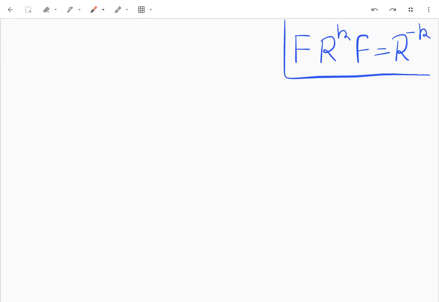All right. So in this video, we will be proving F R^K F equals R^K inverse, right? Where we are talking about the dihedral group of n-gons, and F represents a flip and R is a rotation. All right.